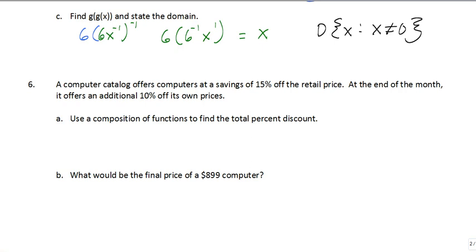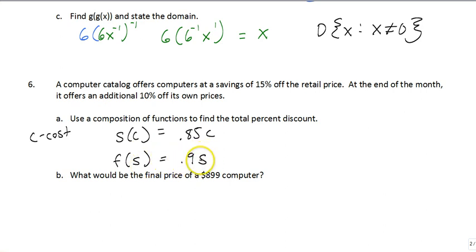Well, first of all, the first thing is 15%. So, the composition here would be C is my cost. The sales price of the cost, the original cost, would be, if we're taking 15% off, that means we're going to be paying 85% of the cost. Now, the final sale price at the end of the month is equal to 0.9 or 90% of the sale price.